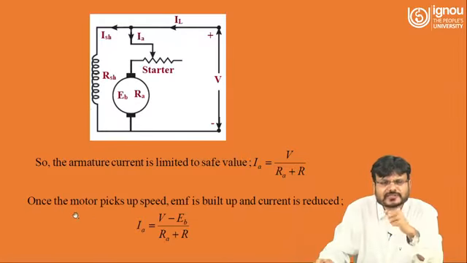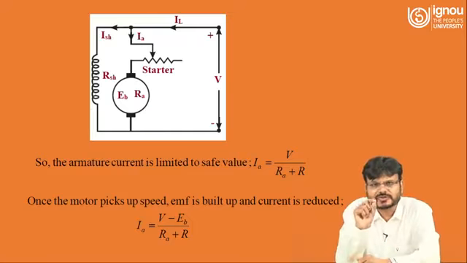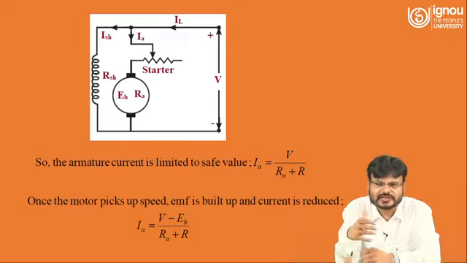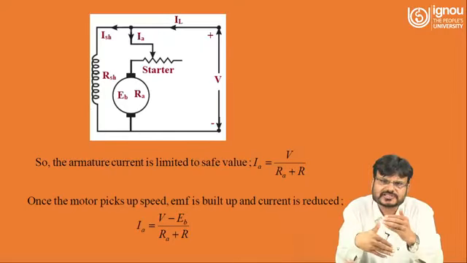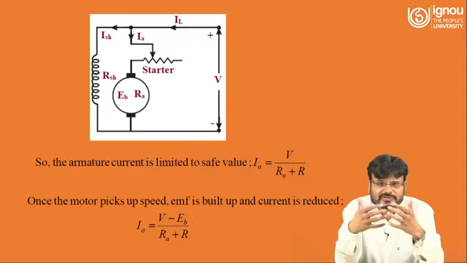So once the motor picks up speed, the EMF is built up. How is the EMF built up? Because this EMF is directly proportional to the speed of the motor. That means EB is equal to P phi N upon 60 into Z upon A. So the back EMF is directly proportional to the speed of the motor. Now the motor is started, that means the speed of the motor is increasing. So as speed is increasing, the value of the back EMF is also increasing.